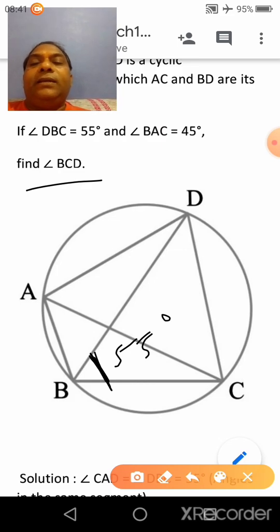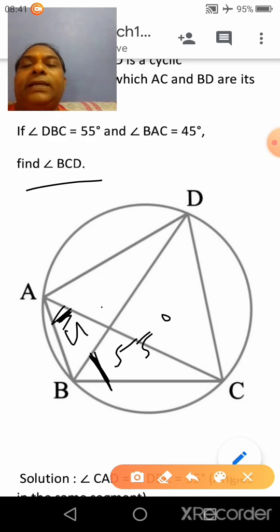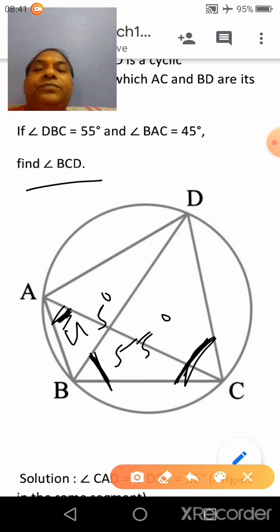Angle BAC means this angle is 45 degrees. Clear? Now we have to find angle BCD. BCD means this one. Clear? We have to find angle BCD. Now see here, this portion, we have to find angle BCD.